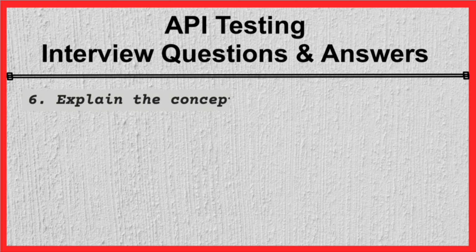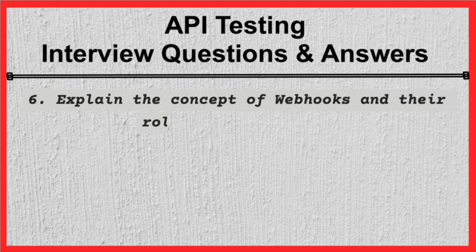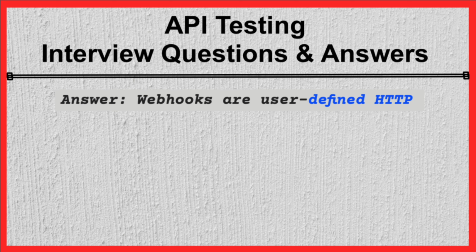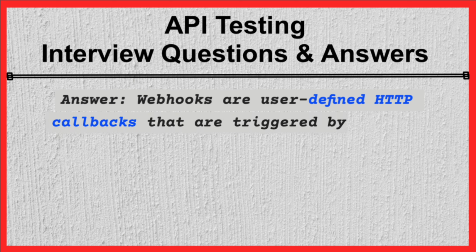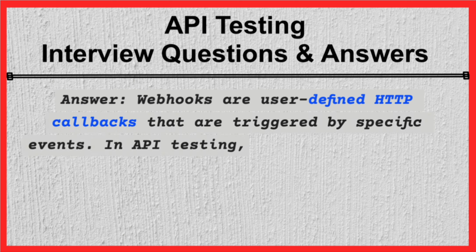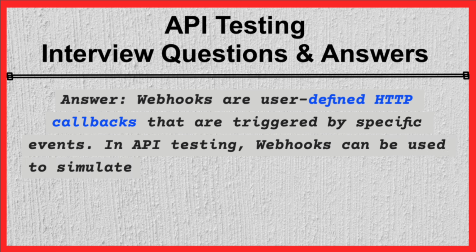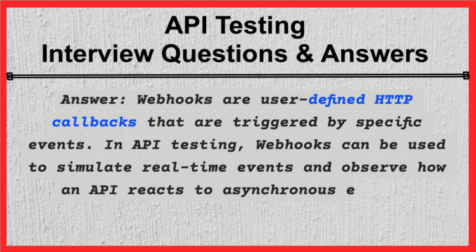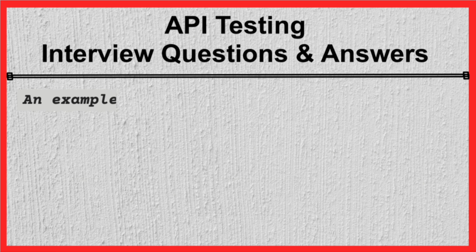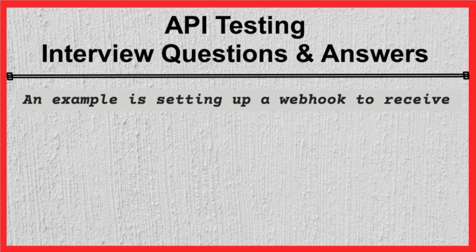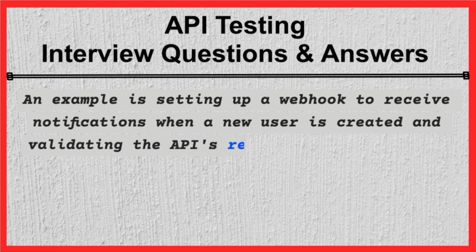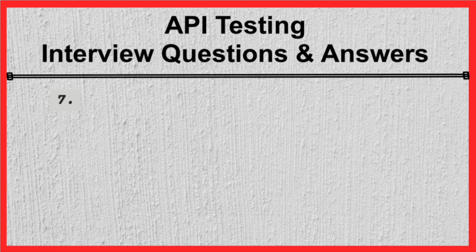6. Explain the concept of webhooks and their role in API testing. Answer. Webhooks are user-defined HTTP callbacks that are triggered by specific events. In API testing, webhooks can be used to simulate real-time events and observe how an API reacts to asynchronous events. An example is setting up a webhook to receive notifications when a new user is created and validating the API's response to this event.